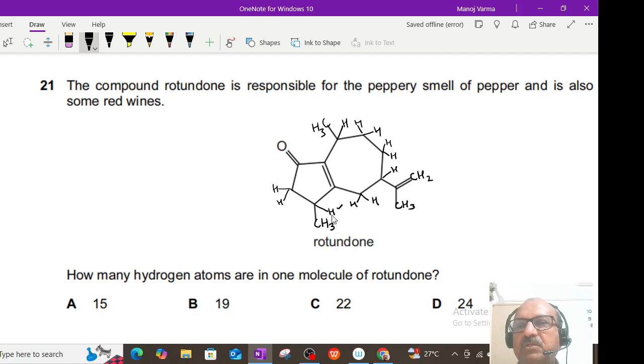Okay, so 1 and 3, 4, 5, 6, 9, 10, 11, 12, 13, 14, 15, 16, 17 and 3, 22. I think I'm missing out on some hydrogens because I found that the answer was 24. So which hydrogens am I missing out?